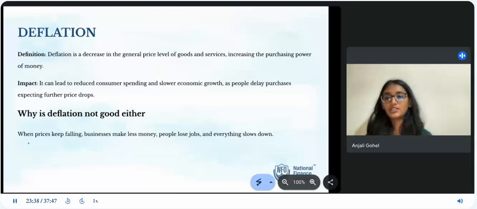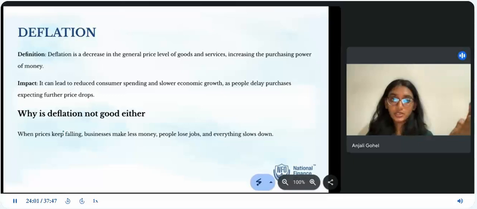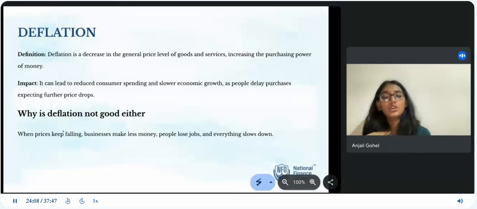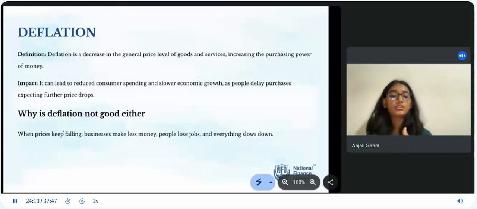Because when the prices are falling, businesses may make very less money, and businesses contribute too much towards the economy, right? When they are not having enough money, then they will have to take people out of their jobs. People will lose jobs and everything will slow down. Correct. So if inflation is not good, because the price levels are increasing, deflation is also not good because that will lead to a very slow growth of the economy.